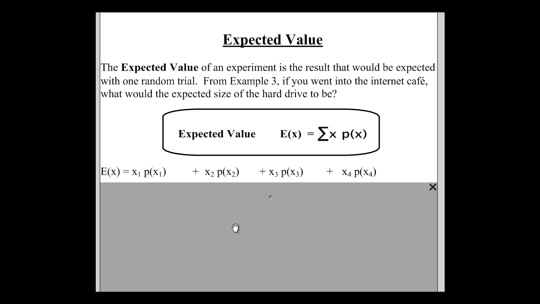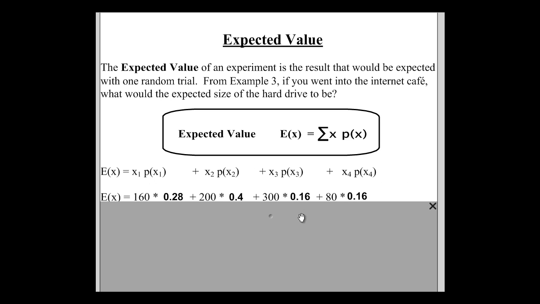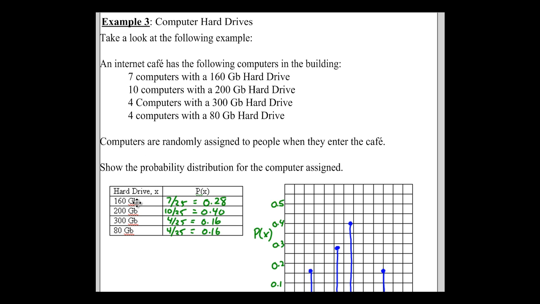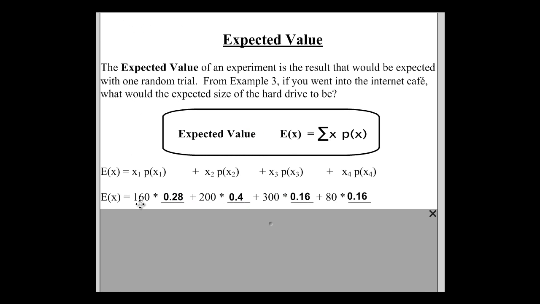Well, back in the internet example, there were 4 possibilities. So let's go back to that. And the expectation is the sum of the 160 gig hard drive. Where did the 0.28 come from? Let's go back. The 160 gig hard drive had a 0.28 or 28% chance of being selected. So what you do is you take the 160 gig hard drive, it's the X value, times its probability. And do the same thing for the 200 gig hard drive.